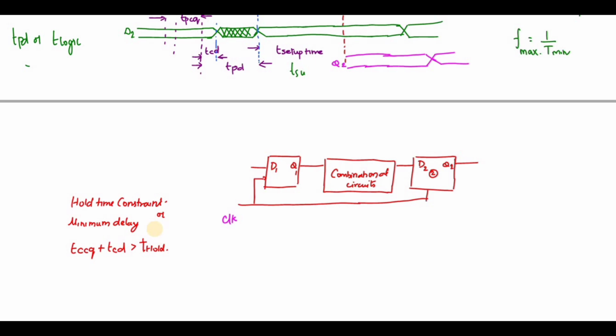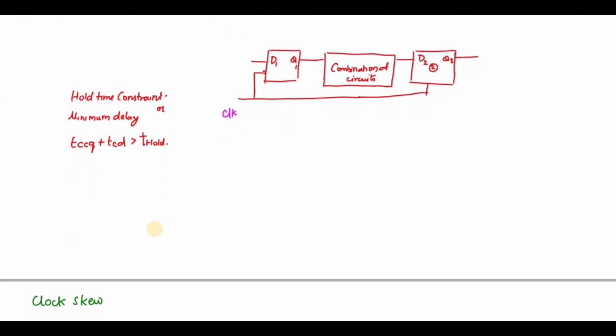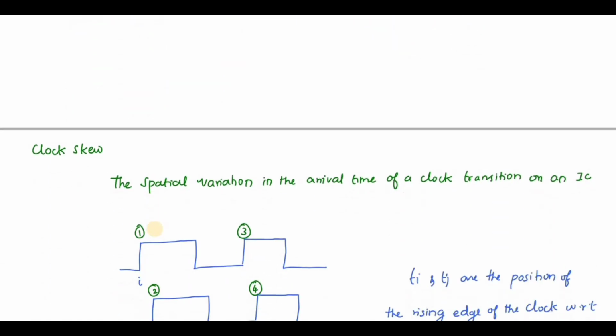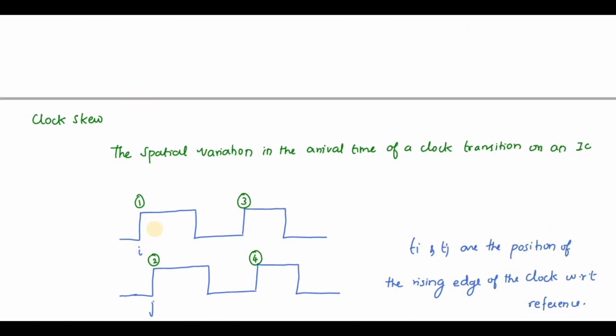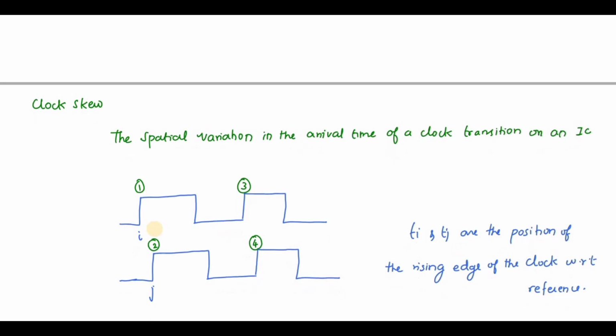If I use a different clock event, it turns out to be neither perfectly periodic nor perfectly simultaneous. Due to environment variations, the clock signal can have both spatial and temporal variation, which lead to performance degradation and circuit malfunctions. So first let us discuss clock skew. This is due to spatial variation in the arrival time of the clock transition.